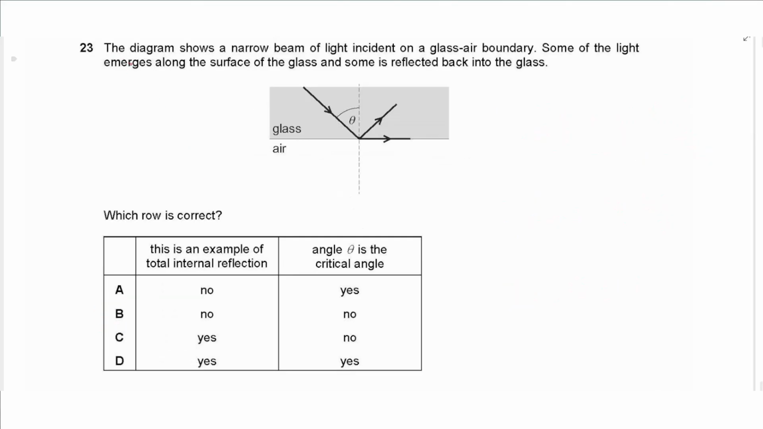Question 23 says the diagram shows a narrow beam of light incident on a glass-air boundary. Some of the light emerges along the surface of the glass and some is reflected back into the glass. Which row is correct? This is an example of total internal reflection. No, because part of the light was refracted and the rest was reflected. Is the angle theta the critical angle? Yes, because it has an angle of refraction 90 degrees. So yes and yes. So the answer is A.